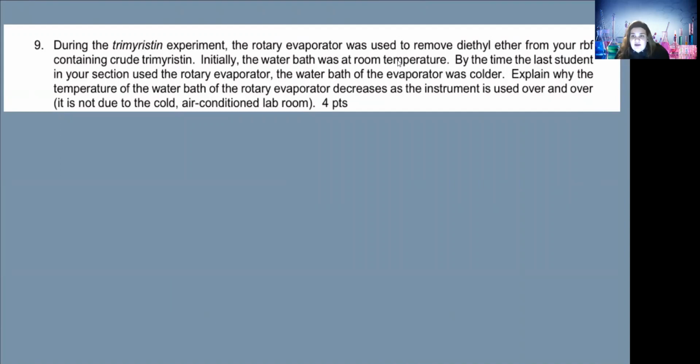During the trimyristin experiment, the rotary evaporator was used to remove diethyl ether from your RBF containing crude trimyristin. Initially, the water bath was at room temperature. By the time the last student in your section used the rotary evaporator, the water bath of the evaporator was colder. Explain why the temperature of the water bath of the rotary evaporator decreases as the instrument is used over and over. Okay, this is a wordy question.